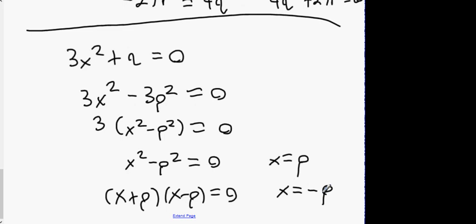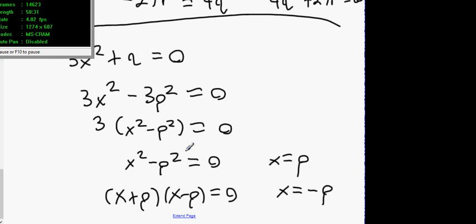Once again, the only reason I knew how to do that was it says the roots are in terms of the letter p. It mentions no other letter. That means q has to be changed into p's. Okay, it's the only way to do it. Alright. So x equals p or x equals minus p.